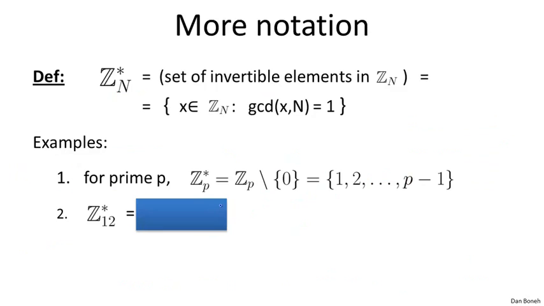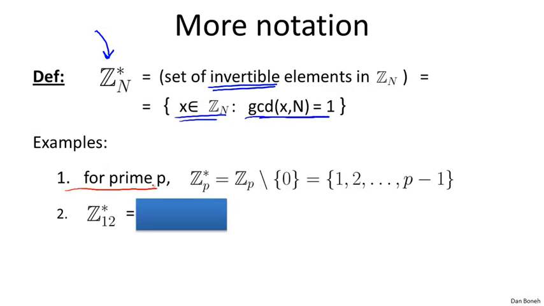Okay, so bear with me and let's introduce just a little bit more notation. We're going to denote by Zn star the set of invertible elements in Zn. In other words, Zn star is the set of all elements x in Zn such that the GCD of x and n is equal to 1. But I want you again to think of Zn star as basically those elements in Zn that have an inverse. So let's look at a few examples.